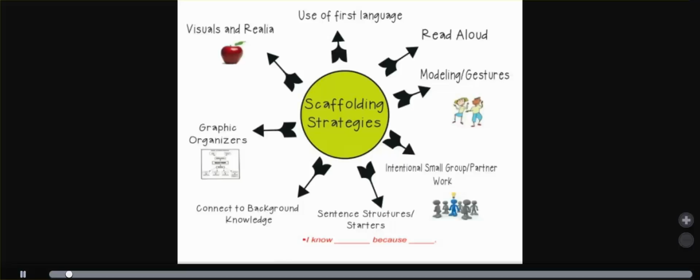Discuss how I would use scaffolding strategies, or the use of scaffolding over time, in my unit. In the beginning, I would use a lot of these strategies: read aloud, modeling, trying to connect to their background knowledge, graphic organizers, and a lot of visuals as well. Definitely small group and partner work, right?